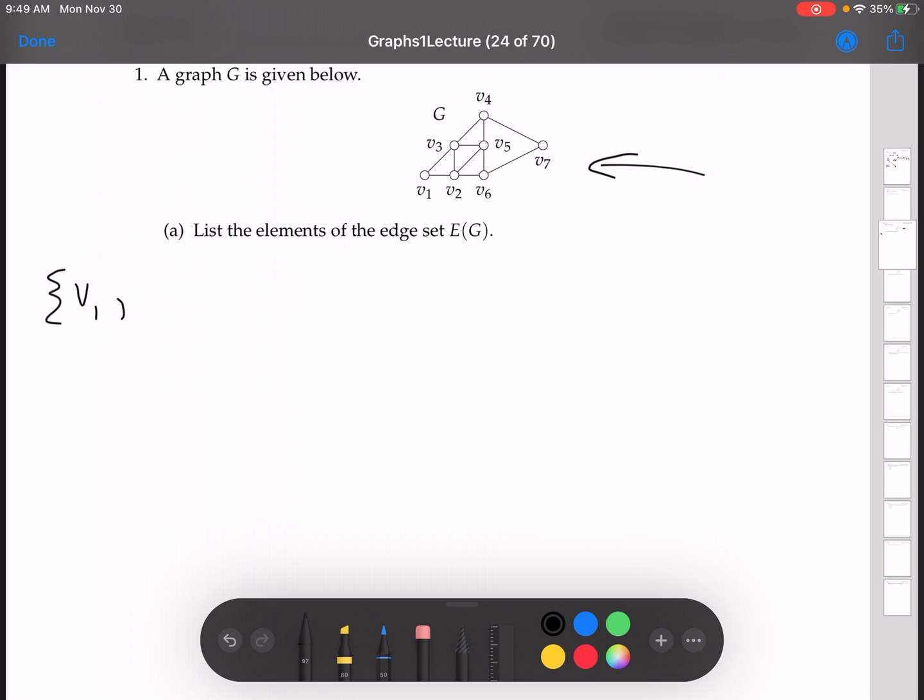V1 is connected to V2 with an edge. So we have V2 there. V1 is connected to V3.